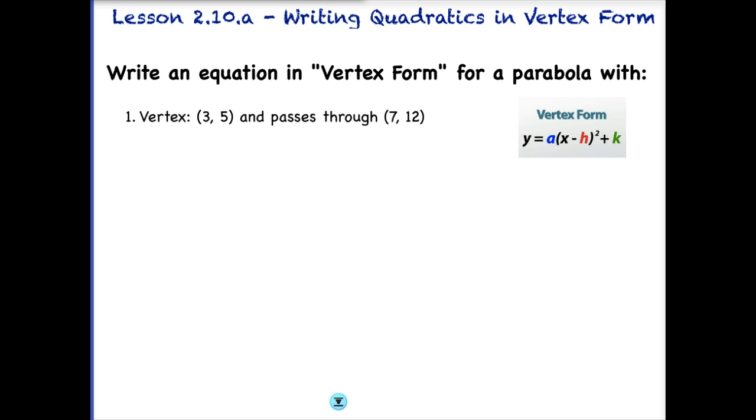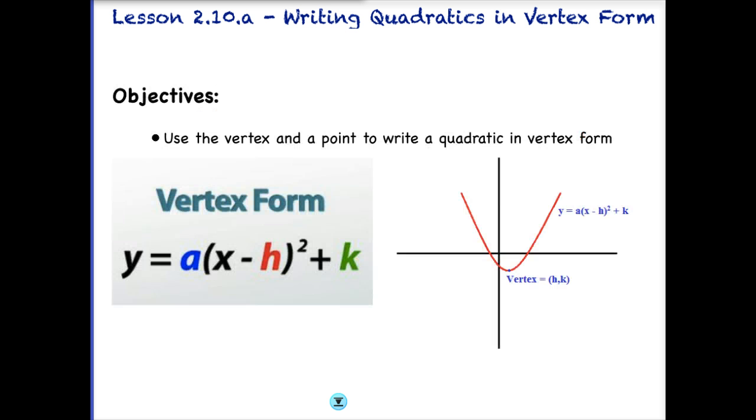Okay, example 1. Here we have a quadratic with a vertex of 3, 5 and passes through the point 7, 12. So if I look back on my first slide, what that means is that somewhere, so let's say I went out 7 and up 12, that point is actually on my quadratic. It passes through that point.